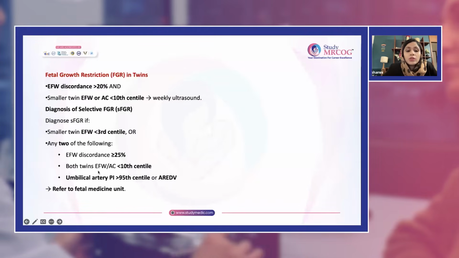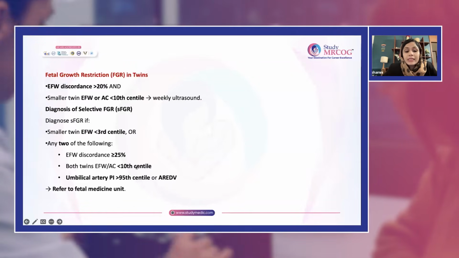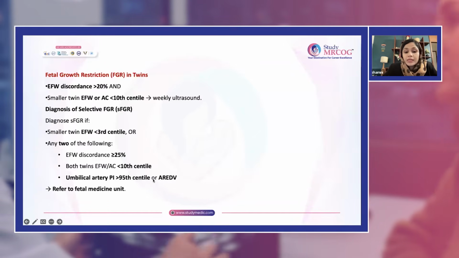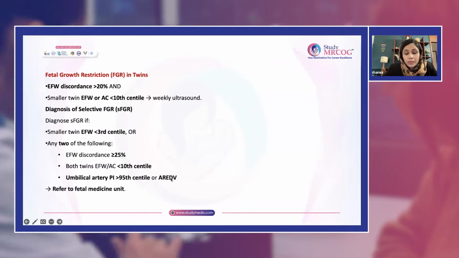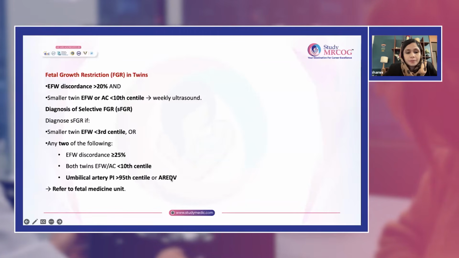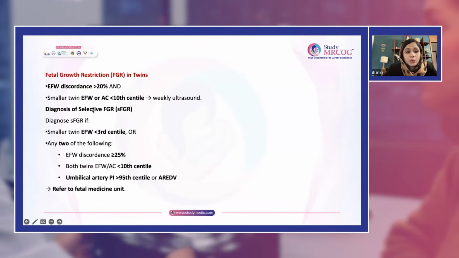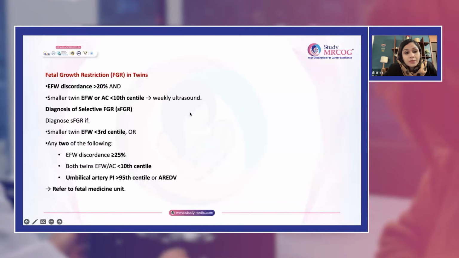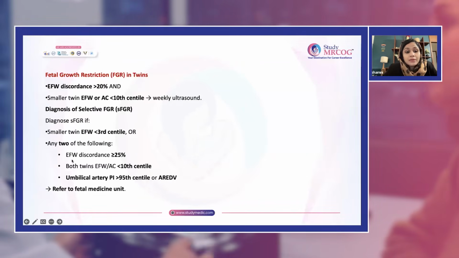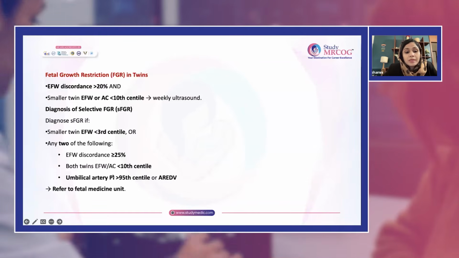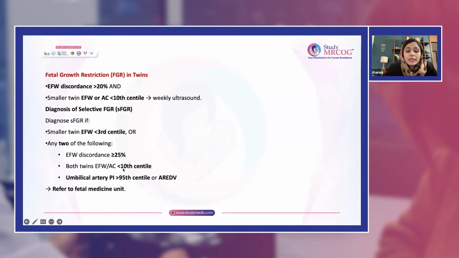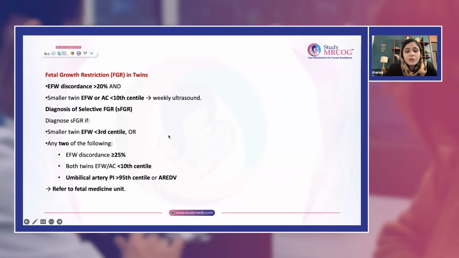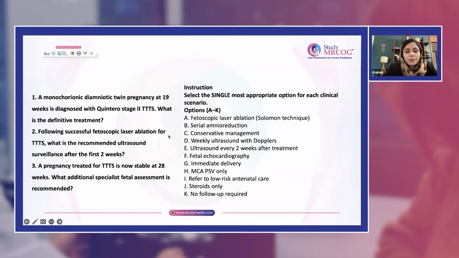Other two things are both twins. EFW by AC is less than 10th percentile, umbilical artery PI more than 95th percentile, or if there is absent or reversal in the end diastolic flow. So this is how you diagnose. So don't forget, EFW discordance more than 20%, you are going to do only weekly scans. But if it's more than or equal to 25% along with any one of these things, then it becomes selective fetal growth restriction. If you diagnose it, definitely you have to refer to the FMU.